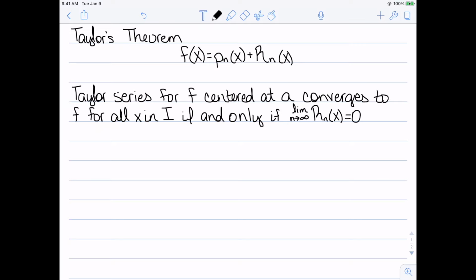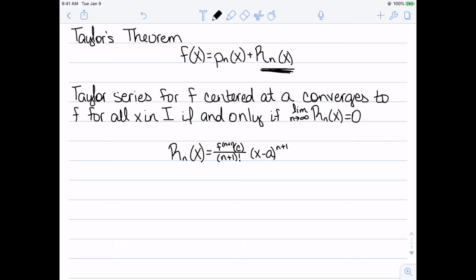So once again, assuming that all of my derivatives exist on my interval of convergence, the Taylor series for f centered at my point A is going to converge to f for all x in this interval of convergence I, if and only if the limit as n goes to infinity of R_n(x) is equal to 0. So I'm going to need this term R_n(x) to go to 0 as n gets bigger, so that's saying that the Taylor polynomial and the function are getting closer and closer. So this is what I actually need.